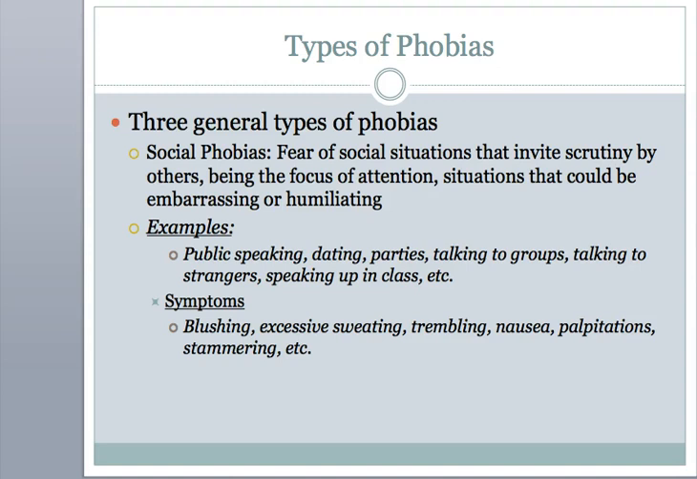And so the symptoms that are associated with these social phobias are things like blushing and excessive sweating, trembling, nausea. You might have palpitations. You might find yourself stammering or stuttering. And so these social situations can be difficult for some individuals.